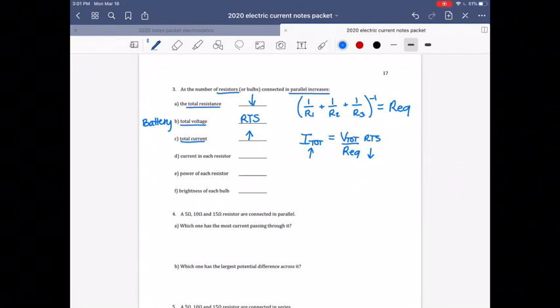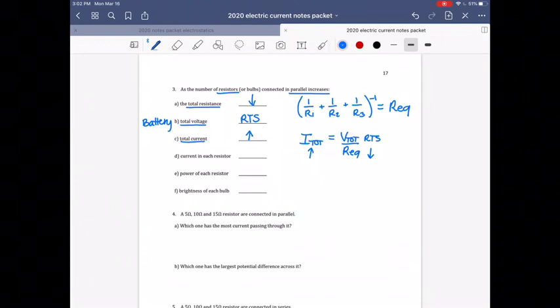And this is actually why parallel circuits are superior. It doesn't matter how many circuits or how many junction points you have, how many resistors you have, the circuit will always provide more current to serve those branches.